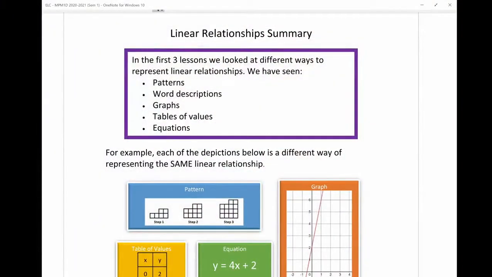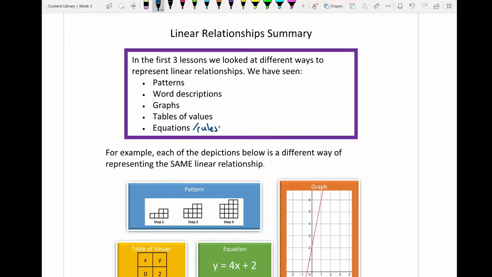In today's note, we are just going to be looking at a summary of all the different ways we've looked at linear relationships and how to identify the different parts. We've seen it done as patterns, word descriptions, graphs, tables of values, and equations or rules, particularly y = mx + b.